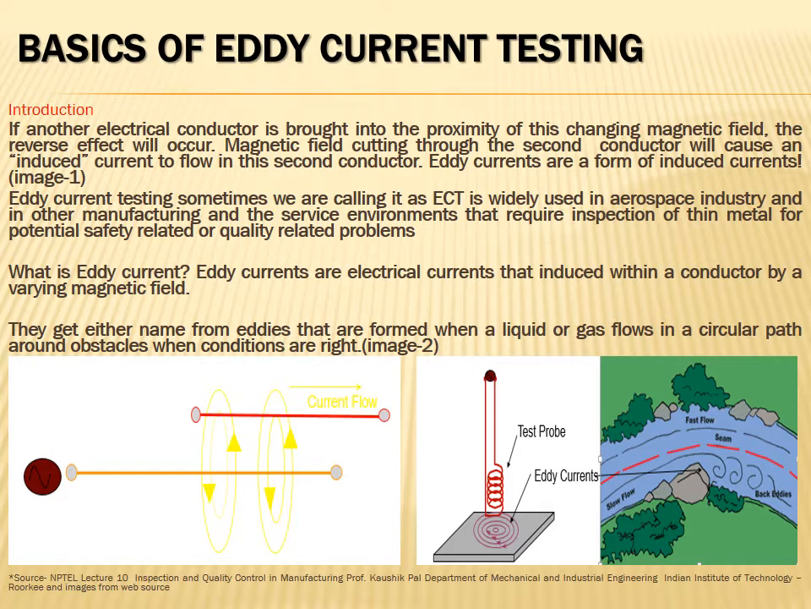Eddy currents are a form of induced current. Eddy current testing, sometimes called ECT, is widely used in the aerospace industry and in other manufacturing and service environments that require inspection of thin metal for potential safety-related or quality-related problems. So what is eddy current? Eddy currents are electrical currents that are induced within a conductor by a varying magnetic field.